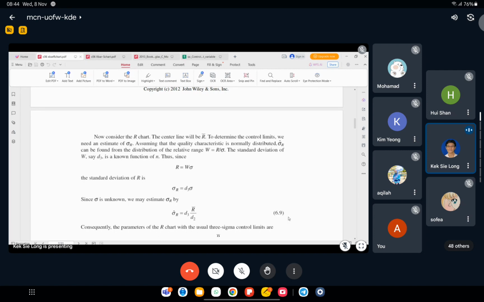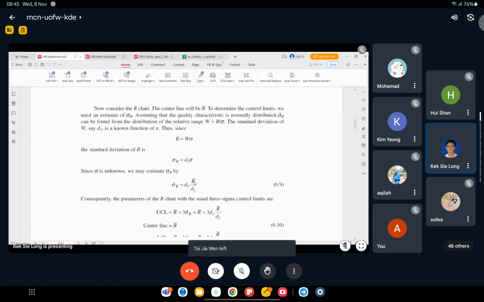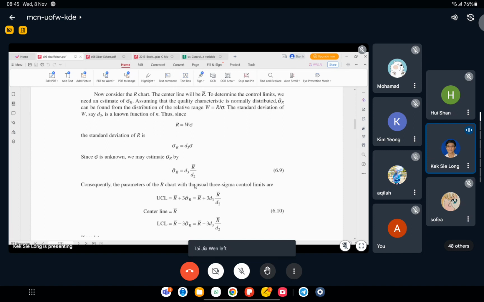No need to calculate 6.9 sigma hat. 6.9 is actually for the estimated standard deviation of R. So remember, we use 6.9 when the real sigma is unknown. If the real sigma is known, then no need to use 6.9. Just apply it. Now, substitute the value into the control limit.